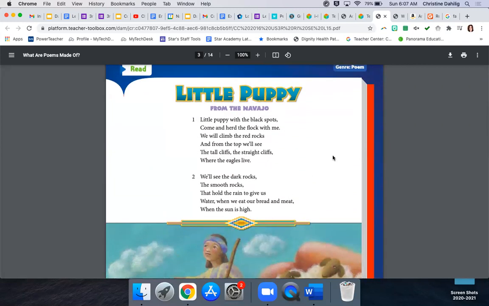All right, so again, the little puppy from the Navajo. Little puppy with the black spots, come and herd the flock with me. We will climb the red rocks, and from the top we'll see the tall cliffs, the straight cliffs where the eagles live. We'll see the dark rocks, the smooth rocks that hold the rain to give us water when we eat our bread and meat when the sun is high.